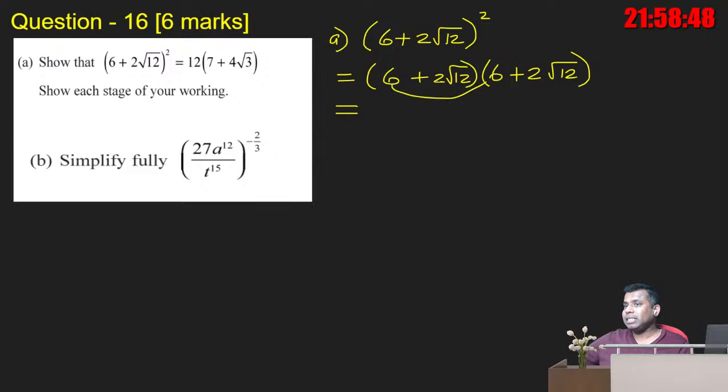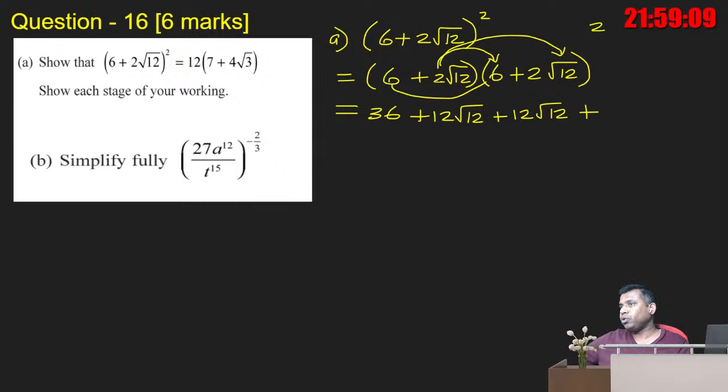6 times 6 is 36. 6 times 2 root 12 is 12 root 12. Then 2 root 12 times 6 is again 12 root 12, right? And now plus 2 root 12 times 2 root 12. Careful: we all know 2 times 2 is 4, and root 12 times root 12 is just 12. So 4 times 12 is 48.